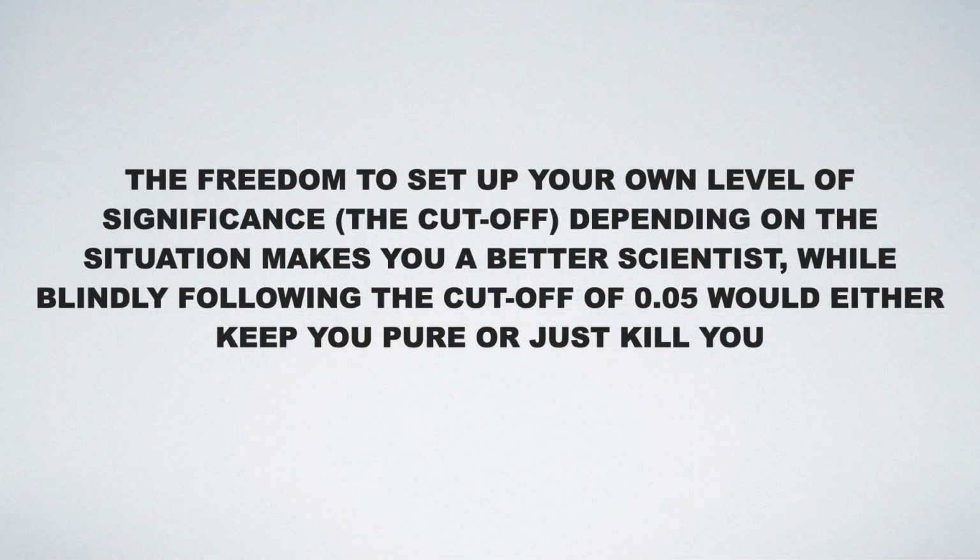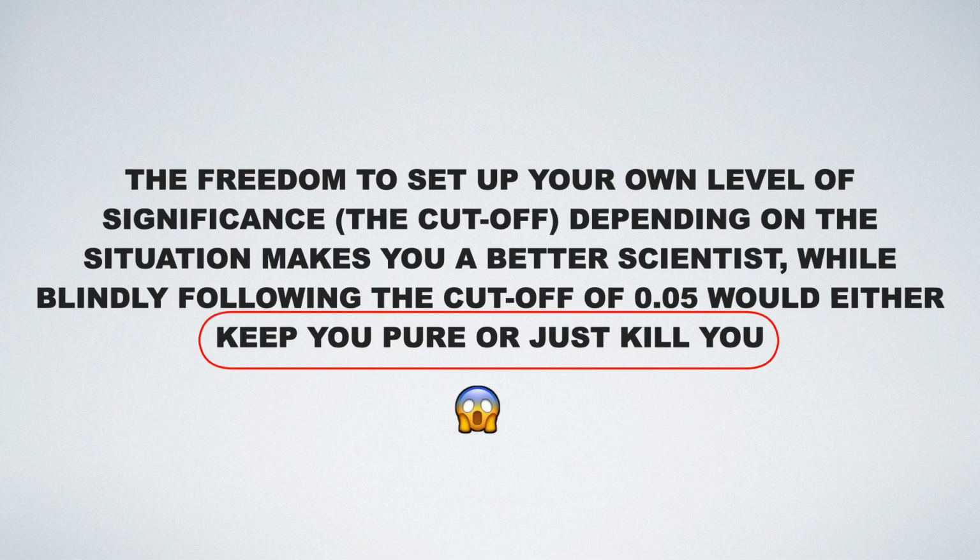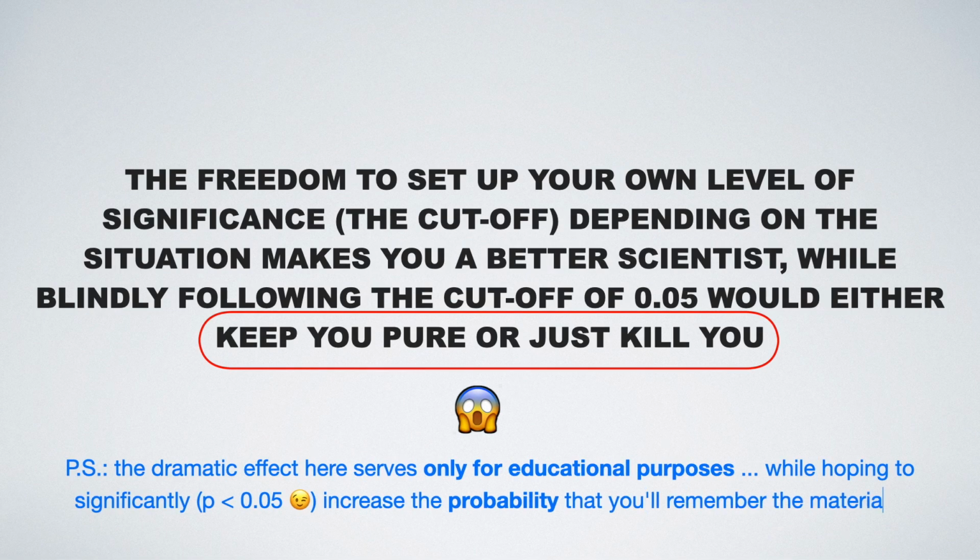So you see, the freedom to set up your own level of confidence, or the cutoff, depending on the situation, makes you a better scientist, while blindly following the cutoff of 0.05 would either keep you poor or just kill you. The dramatic effect here serves only for educational purposes, while hoping to significantly increase the probability that you'll remember the material.